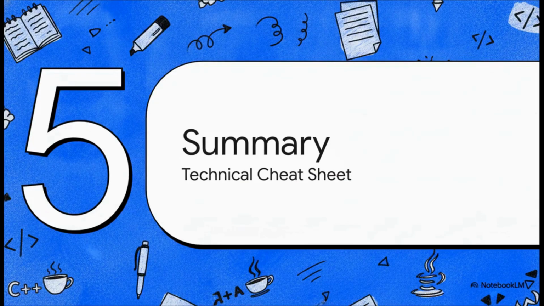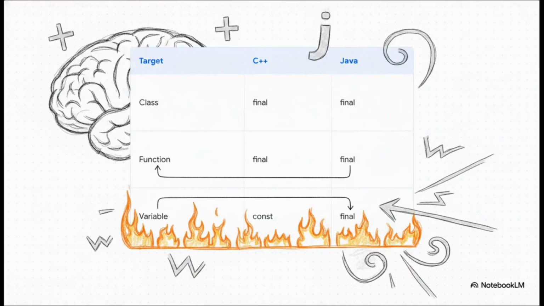Finally, let's wrap up with Section 5, Summary for Technical Interviews. I literally want you to grab your notebooks right now and write this down. This matrix synthesizes everything we've talked about into one simple visual. Take a look at the rows and columns. When your target is a class, both C++ and Java use final. When it's a function, again, both use final. But look closely at that bottom row. When your target is a variable, C++ uses const, while Java uses final. Memorize this. Burn it into your brain. If you can confidently explain this distinction during a placement round, your interviewer is going to know your fundamentals are absolutely rock solid.